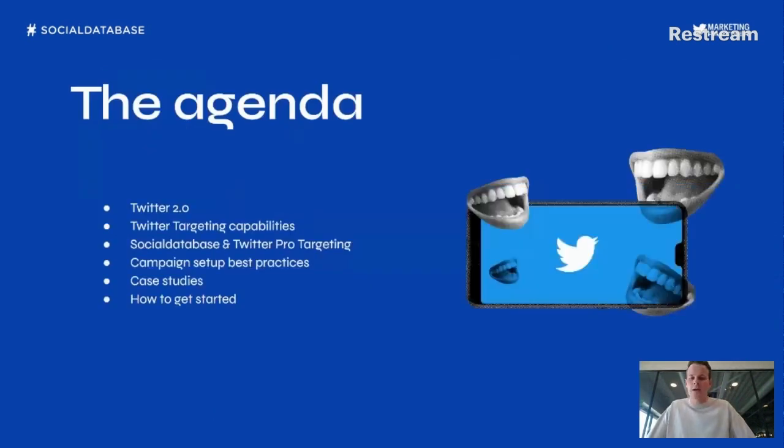I'll cover the agenda first. We will start this webinar with giving you a recap of all the changes of Twitter 2.0. Then we will give you an overview of all the Twitter targeting capabilities, and we will start with the ones that are natively available on Twitter. After that, Social Database will be introduced, and we will introduce Twitter Pro targeting as well. Afterwards, we will cover campaign setup and best practices, case studies, and obviously how to get started with using Pro targeting on Twitter.